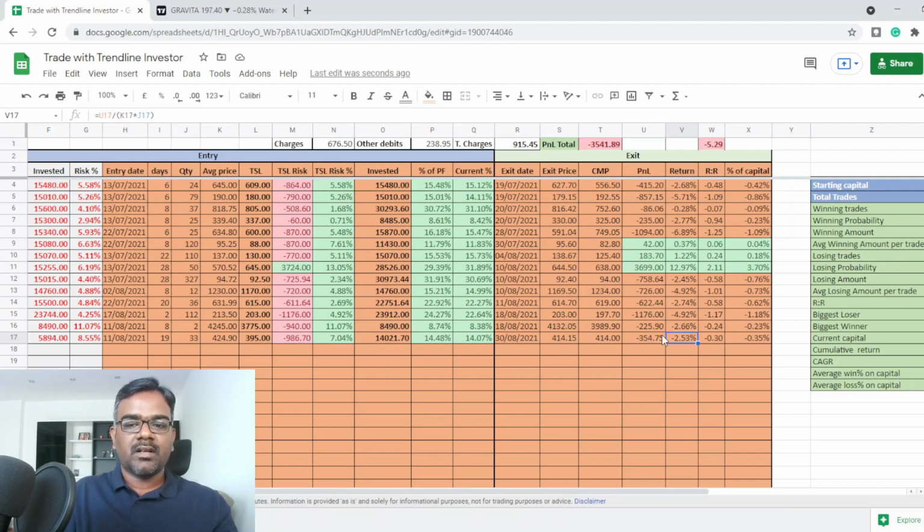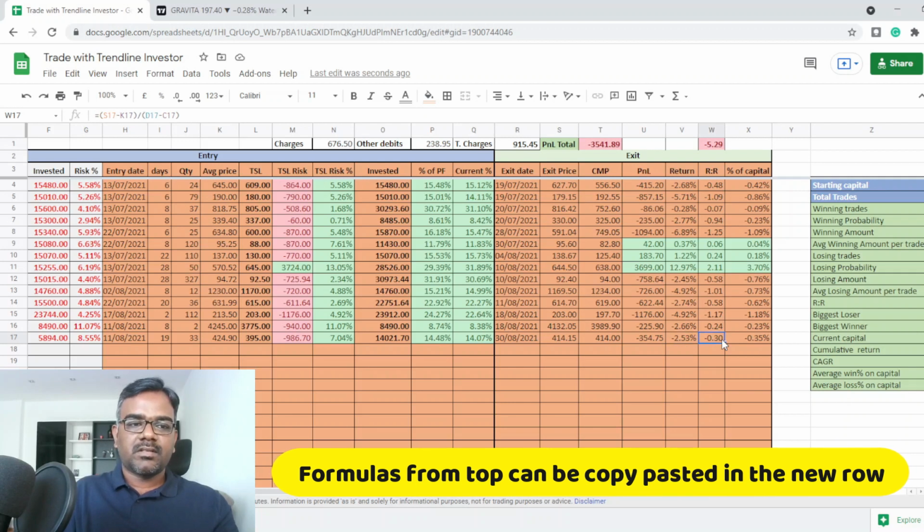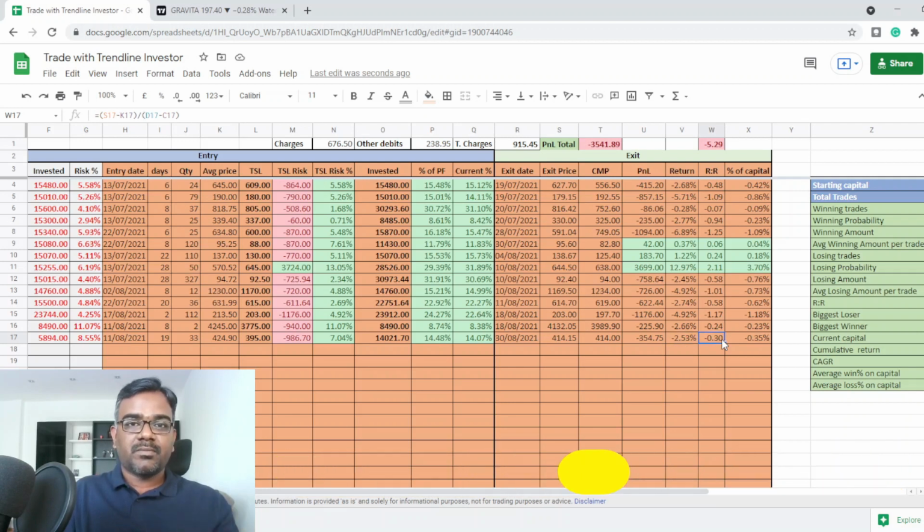You want to see what is the P&L divided by what is the invested amount. Okay, so that's this one. And then risk reward, I already told this, it is your exit price minus your average price divided by your average price minus your stop loss price. So that gives you RR. And this is the total return on your capital.